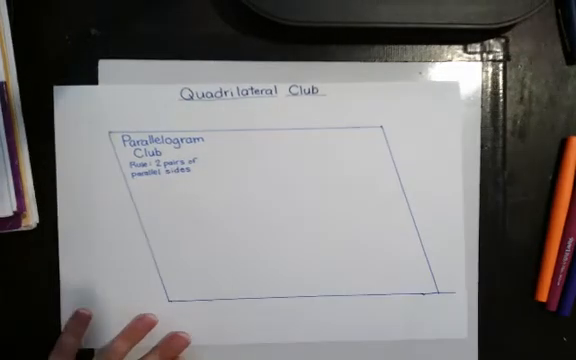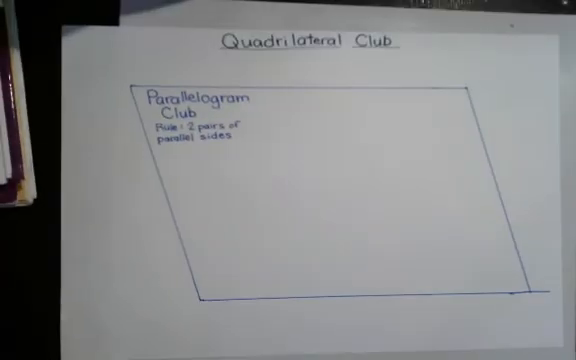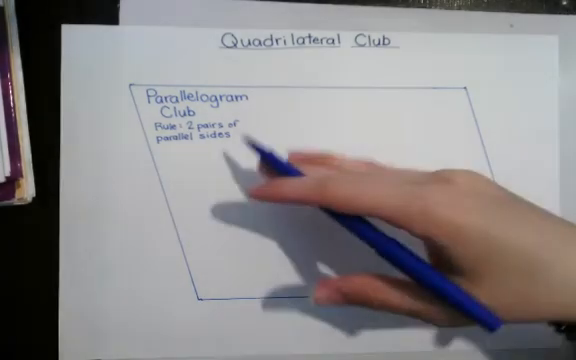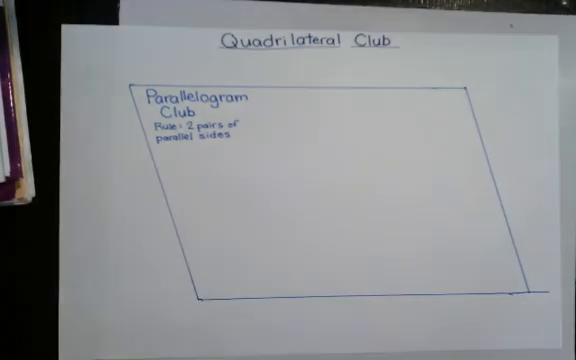If I end up drawing or writing too fast for you, remember you can always pause along the way and just unpause when you're caught up to where I am and ready. Okay? So to get in the Parallelogram Club, 2 pairs of parallel sides. It's just like paying to get in, right?